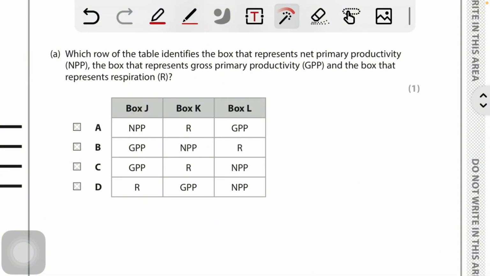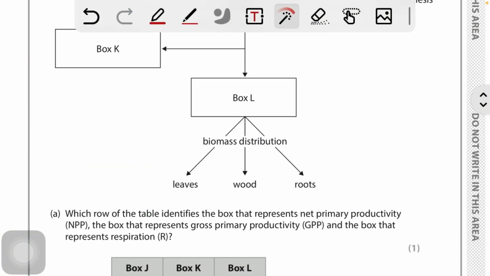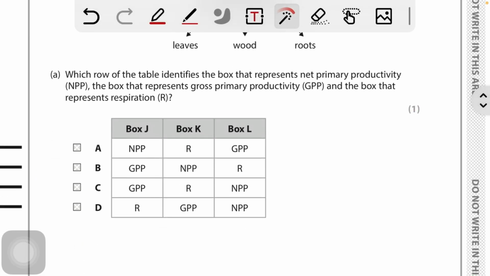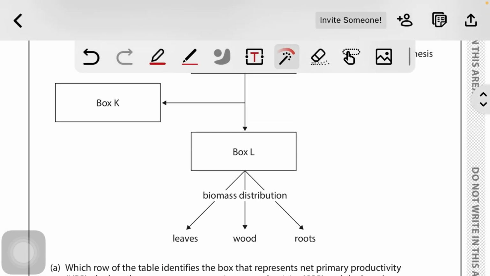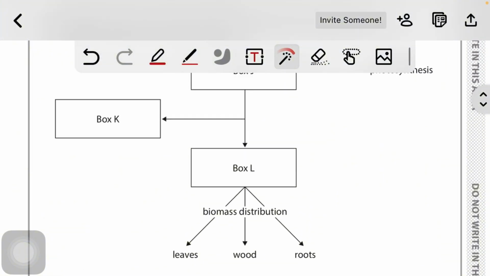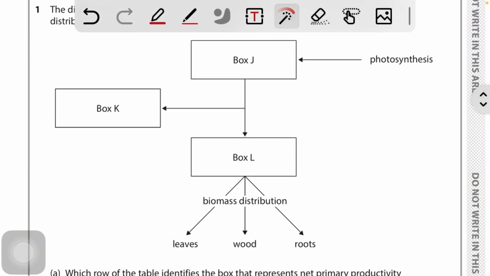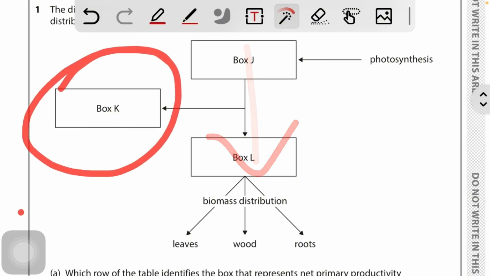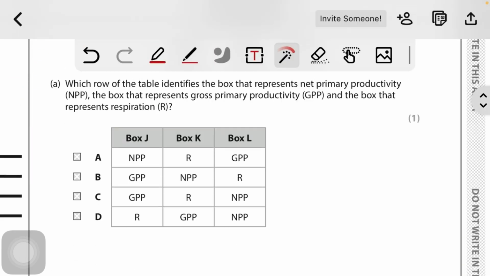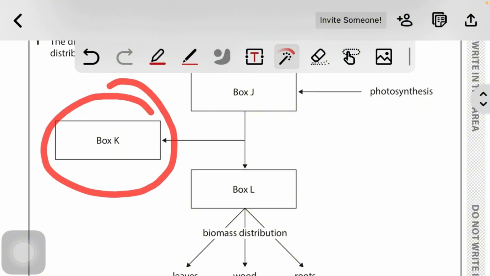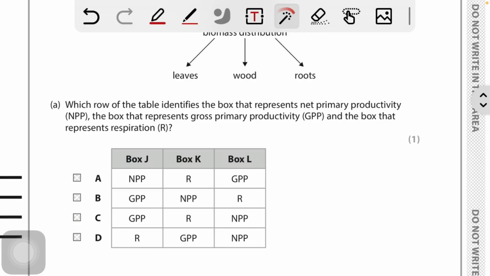So first, we will identify the wrong answers. Like elimination of wrong answers gives you the right answer. So let's see box J. What is box K? It's transferring. So this is obviously respiration. Like the energy is getting lost. Getting lost by what? Respiration. So the box K is respiration. So the answer is between A and C.